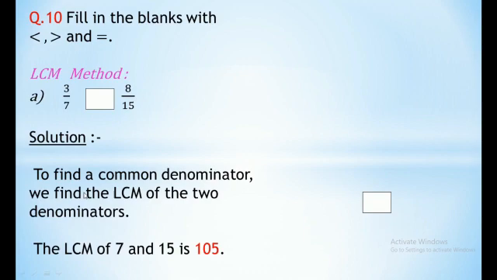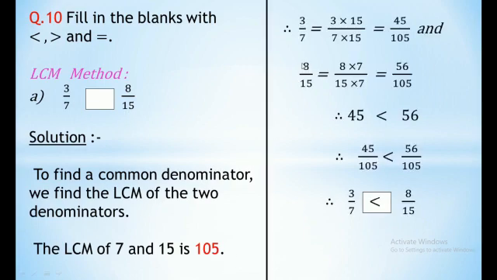For that we will find the LCM of these two given denominators. The LCM of 7 and 15 is 105. Now we will convert these two fractions to an equal denominator. Here 3 by 7, when we convert that denominator into 105 as LCM, we have to multiply 7 into 15. We follow the same step at the numerator. 3 15s are 45, so we get the fraction 45 upon 105.